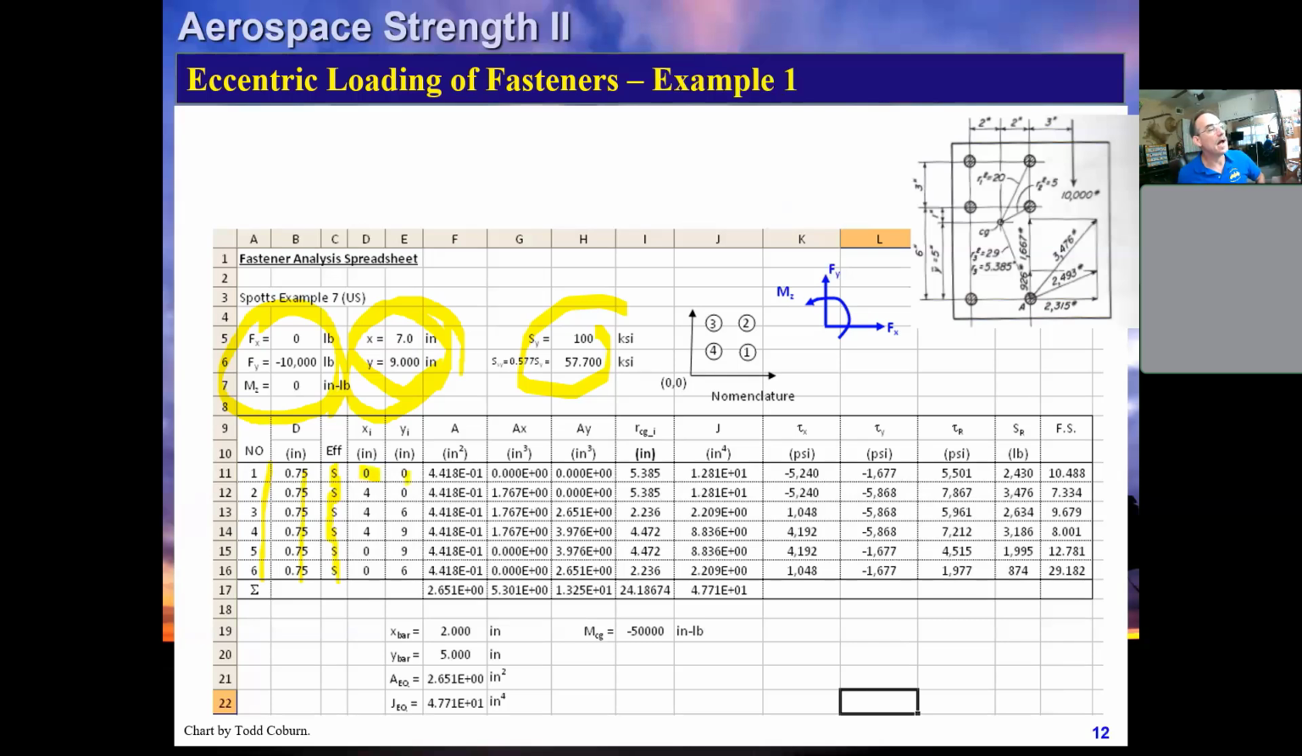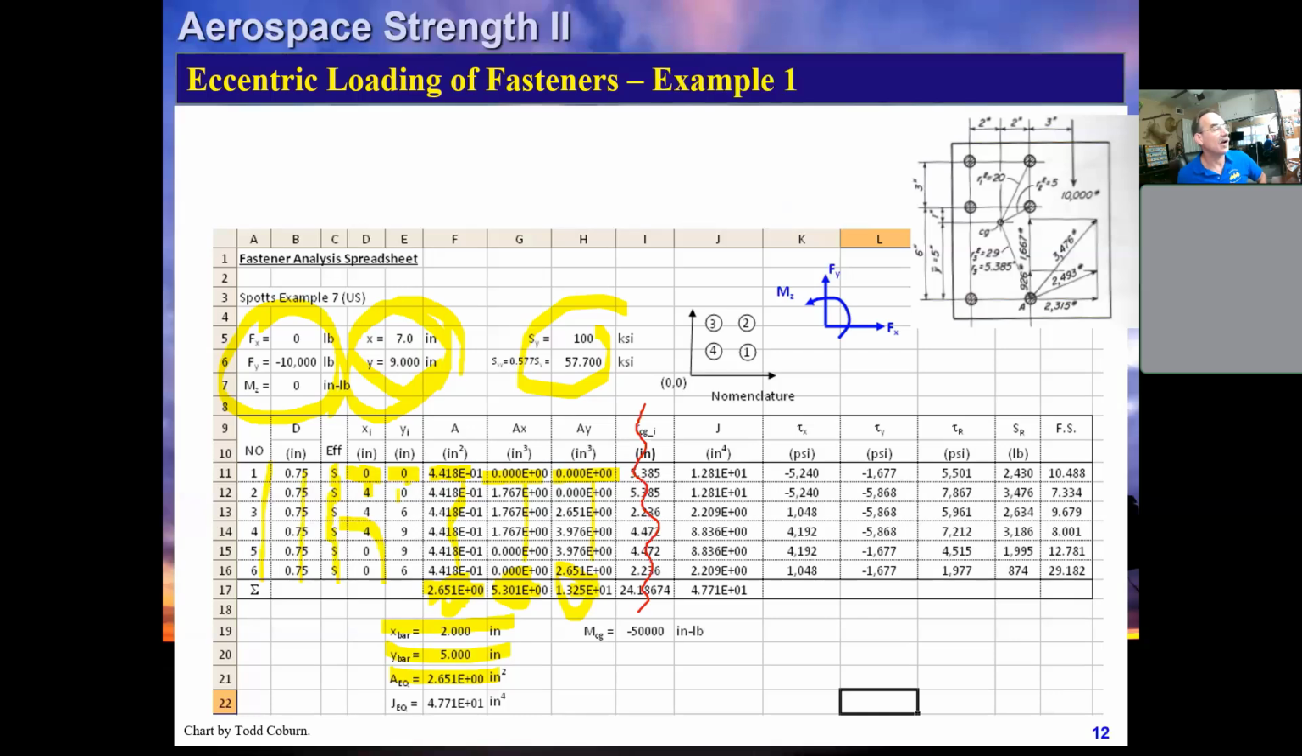So we have the X and Y position of each fastener in these columns. We calculate the area of each fastener, sum them all up. That's the area of everything. Multiply area times X bar, that gives us this. Area times Y bar gives us this. We do that for all the fasteners. Sum these up, sum these up. Sum of these over this is our X bar. Sum of these over this is our Y bar. Starting to look familiar? You don't actually need this column here, because we're not going to use that.